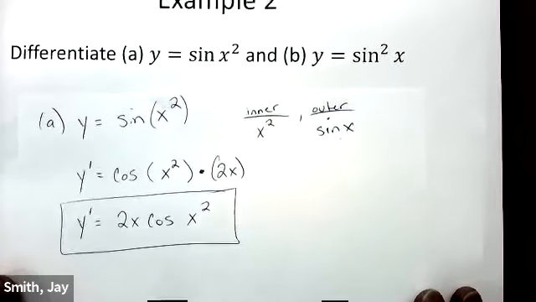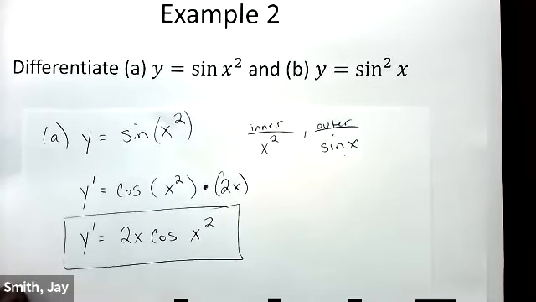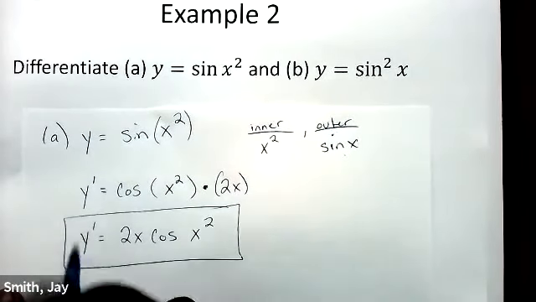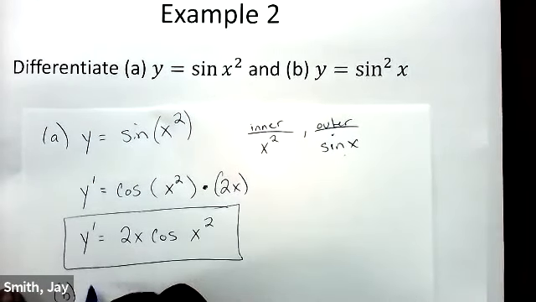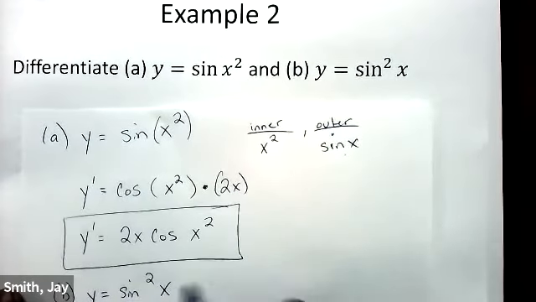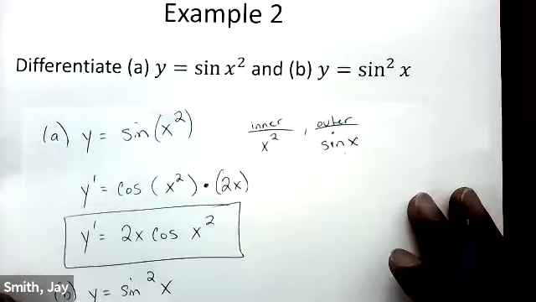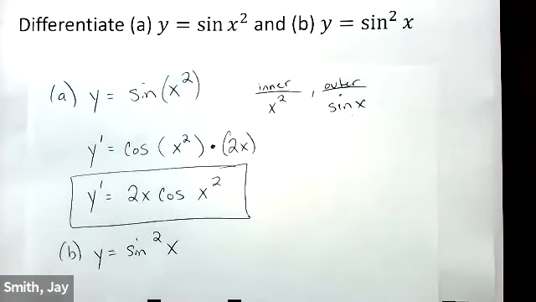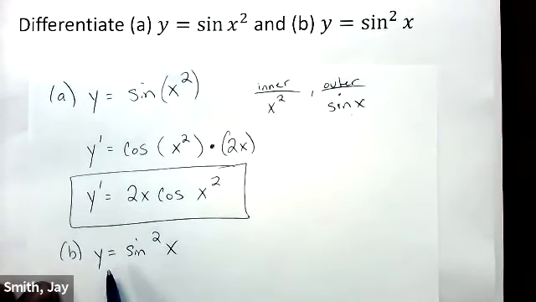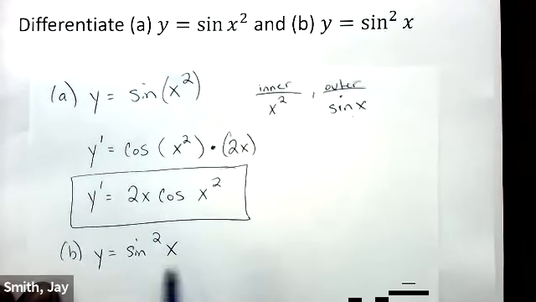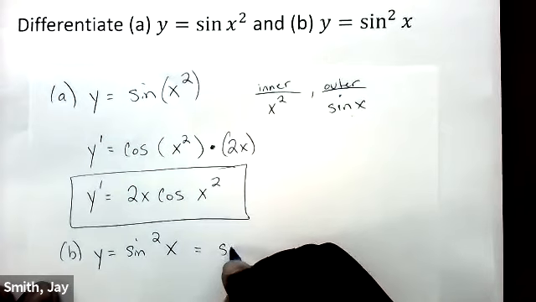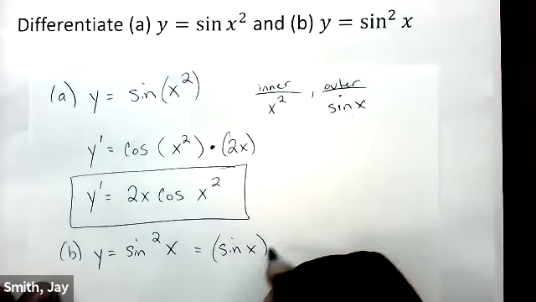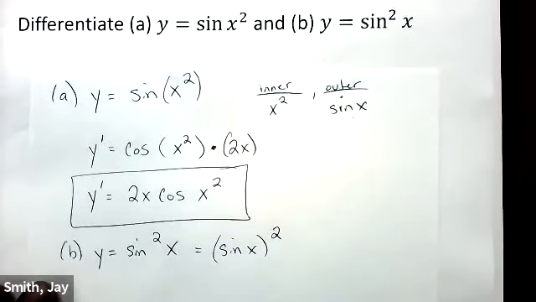So we're done with part A. Part B in example 2. We're given the sine of square, or y is equal to sine squared of x. Now, just like in part A, we're gonna have to introduce some parentheses. Remember, if we think back to trigonometry, sine squared of x, that's really sine of x squared.